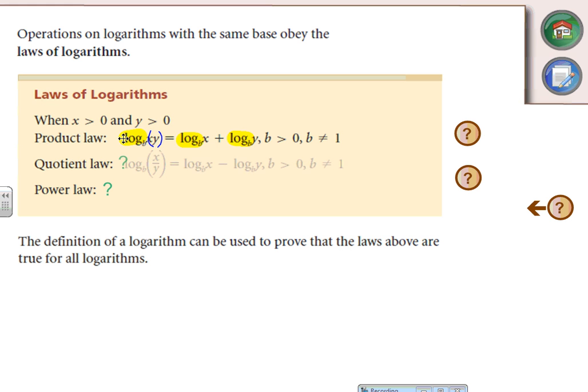Quotient law. If we're dividing inside of the log, we go from 1 log to 2 logs where we subtract. So dividing goes to subtract. And then the power law. Again, inside of the log, 1 log, we are now bringing that exponent down and multiplying in front. And these 3 laws are on your formula sheet in that order. So it's not something you have to memorize. You just have to know when to use them and how to use them.